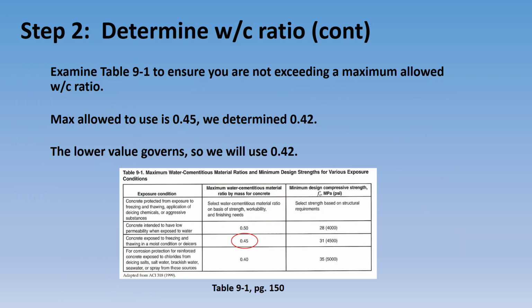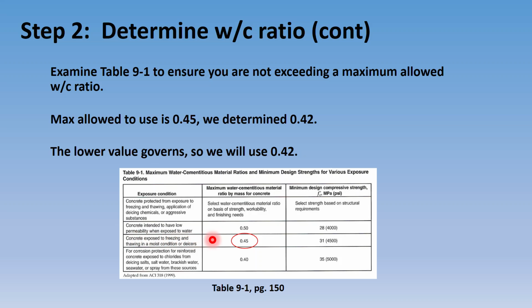We need to go to Table 9-1 to ensure that we're not exceeding a maximum allowed water-to-cement ratio. We determined 0.42. According to Table 9-1, which you can find on page 150, you have columns here that represent water-to-cement ratios, maximum allowed, and then the rows over here represent exposure conditions. We said we were going to be exposed to severe freeze-thaw conditions.